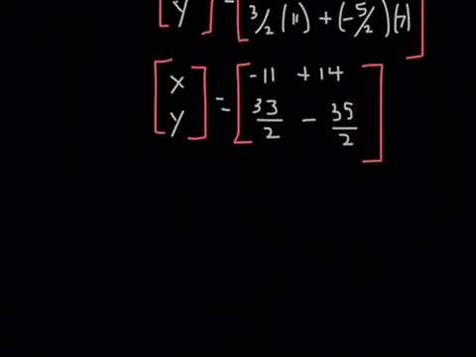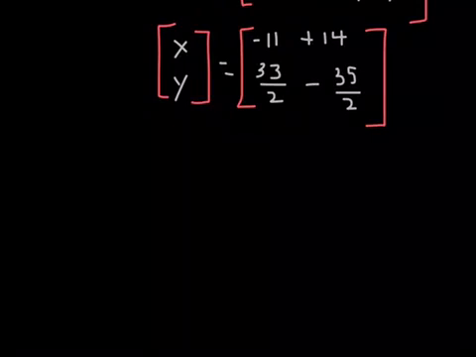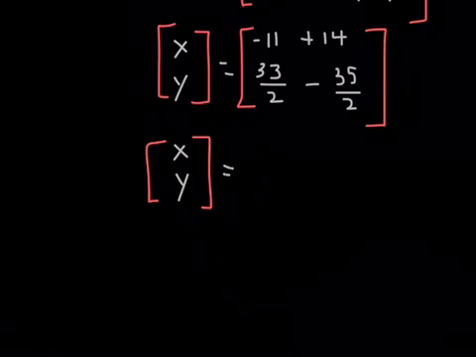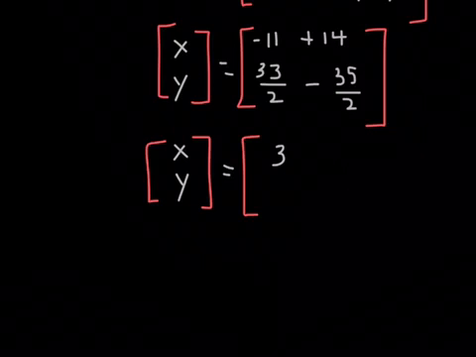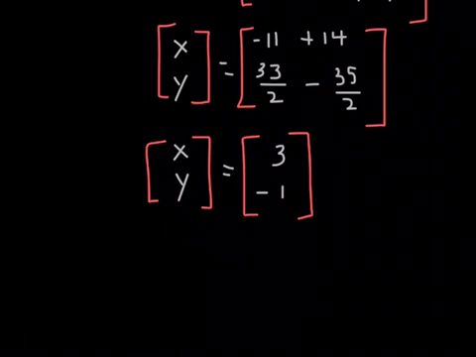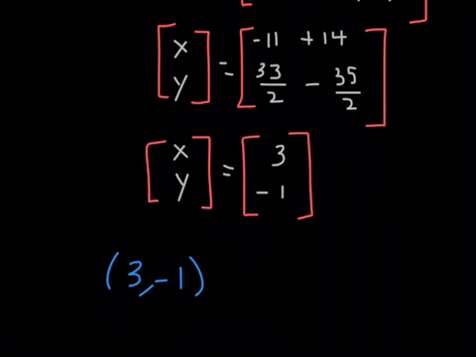Just about done here. So that means you're going to have your variable matrix, x, y, like that. And then over here, you have your solution. You'll have 3 up here. And 33/2 minus 35/2 is negative 2/2, which is just negative 1. So the point of intersection, the point at which these two lines are meeting or intersecting, is (3, -1).